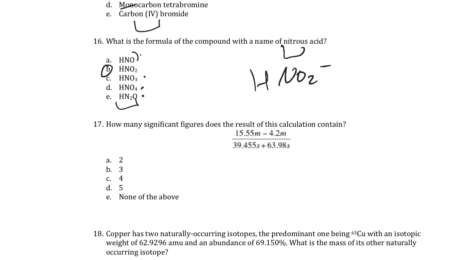Sig figs. So 15.55 minus 4.2. This is going to end in the tenths place when we do the subtraction. The result's going to be good to here, so it'll be 11.35. So that has 3 sig figs.